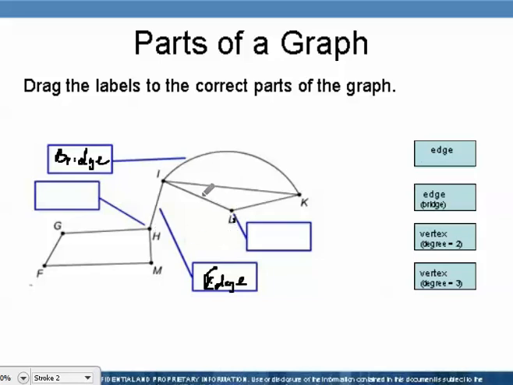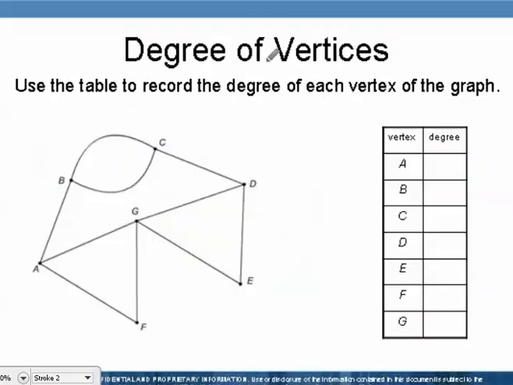Point L, I've got one edge coming into it here and an edge here coming into it. So that one has a degree of 2. This one, I've got 3 lines coming into it. So that one has a degree of 3. The degrees are going to be important, so we want to make certain we understand these.